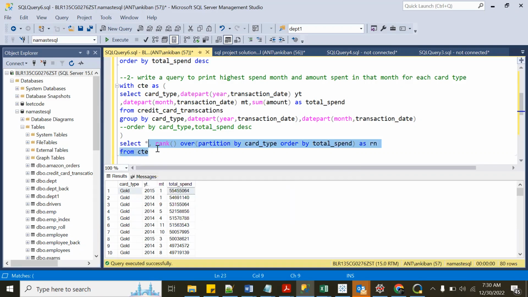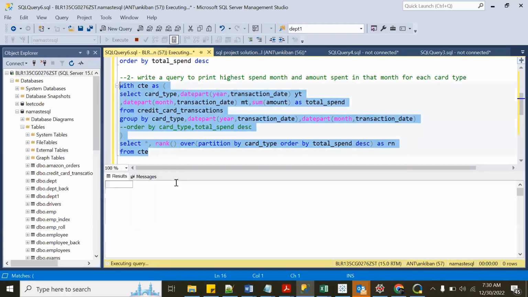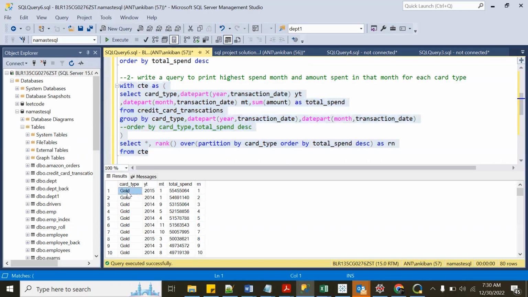Let's run this. Also, this should be in descending order because I want the highest one. If I do descending, the highest one will be the first row. You see, this has got rank 1 for gold, where the total spend is highest. Again for platinum, this is the highest one, rank 1, and again for signature. That is why I have to do the partition by, because for each card type I want a separate rank. For each card type, I should get rank 1 for the highest spent month.